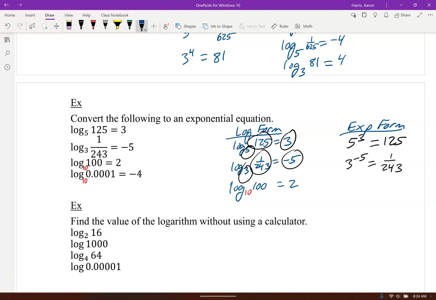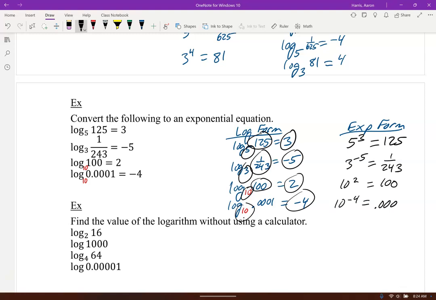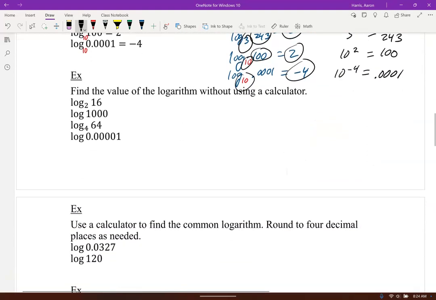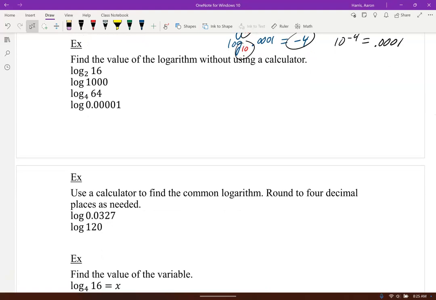And so this one would be 10 to the 2, 10 squared, equals 100. Now let's do that last one. Log of 0.0001 equals negative 4. Again, they didn't write the base in, so it's base 10. So it would be 10 to the negative 4 equals 0.0001. This is very helpful, being able to go back and forth between logarithmic and exponential form. It's very helpful to find the value of a logarithm without using a calculator.